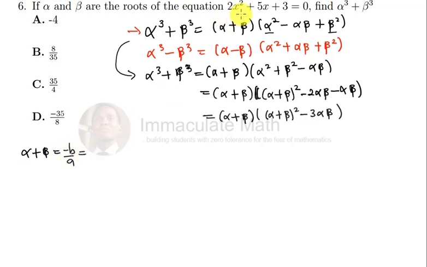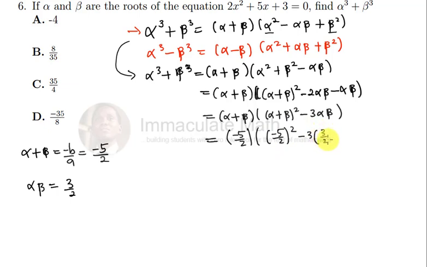If you compare with the general form of a quadratic equation, you will see that my b is 5. So I'm going to have minus 5 all divided by 2. Then my alpha beta is c over a, which is 3 all divided by 2. So if I substitute it here, I'm going to have minus 5 over 2, multiplied by the bracket minus 5 over 2 all square, minus 3 open brackets alpha beta, which is 3 over 2.